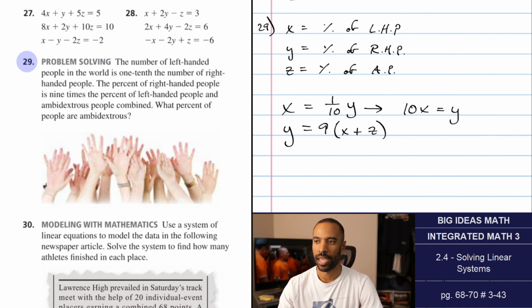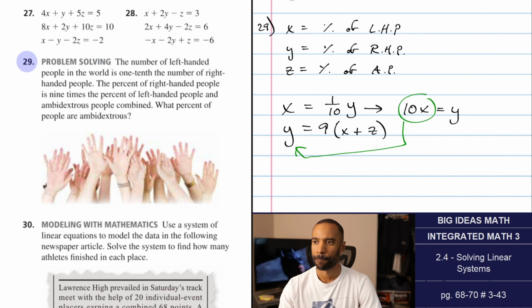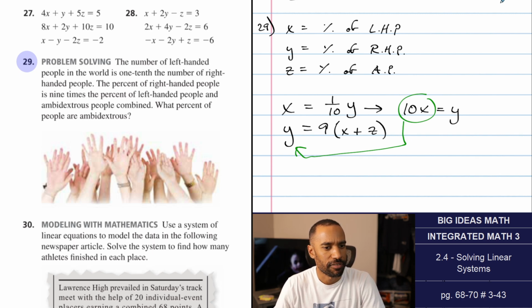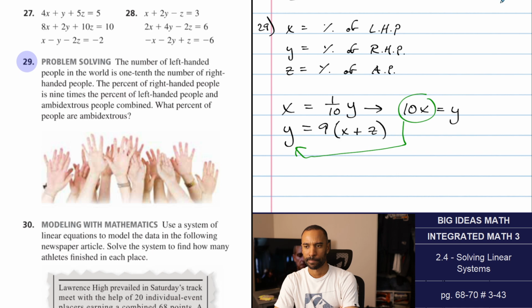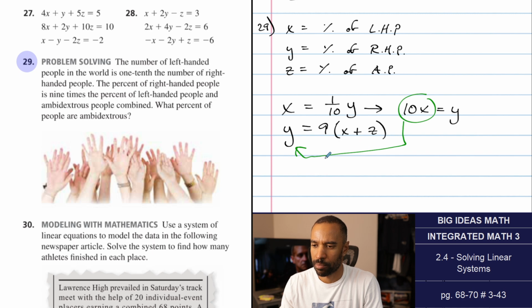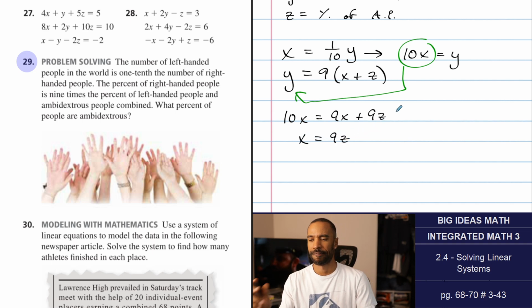Now I also have 10x equals y, or y equals 10x. So I can substitute 10x into there. It says what percent of people are ambidextrous. I feel like I'm missing information. Number of left-handed people is 1/10 the number of right-handed. Percent of right-handed people is 9 times left-handed and ambidextrous. I'm missing something there. I have now 10x equals 9x plus 9z, and I have x equals 9z.